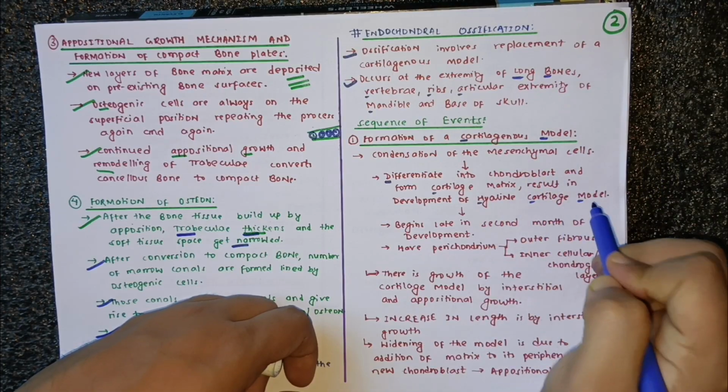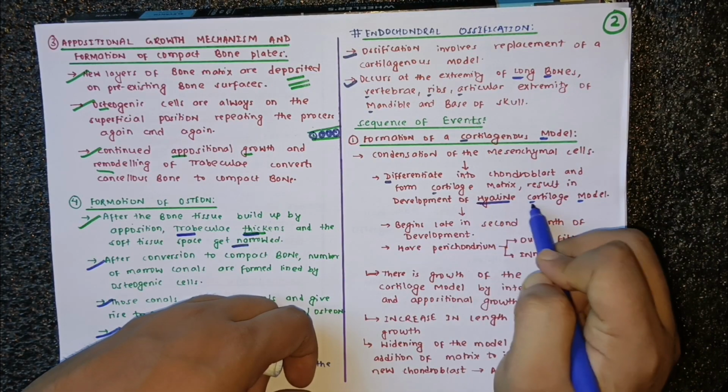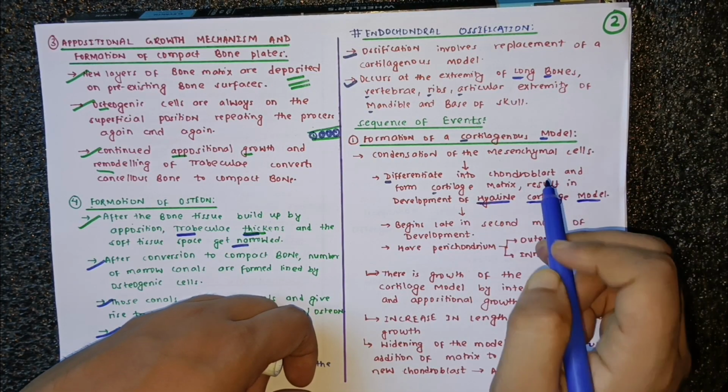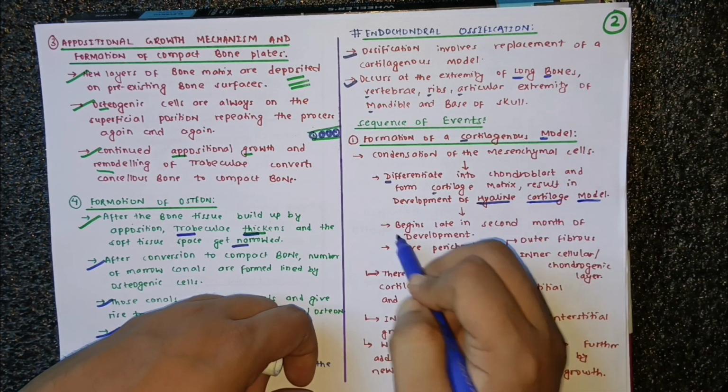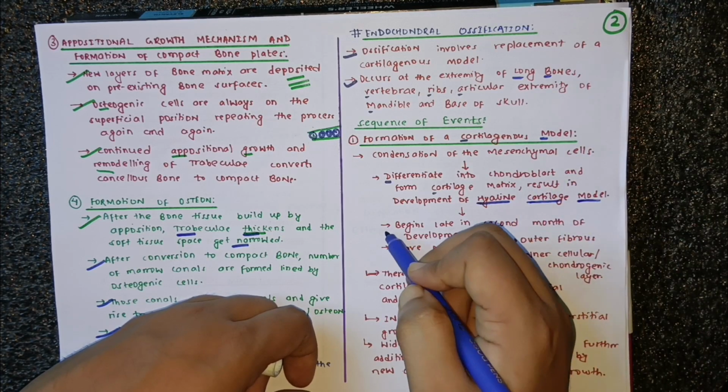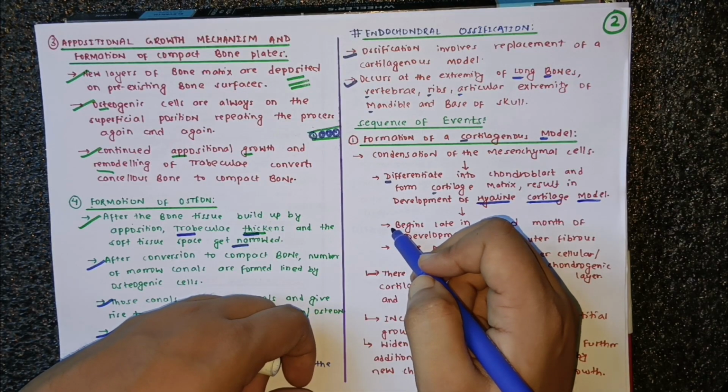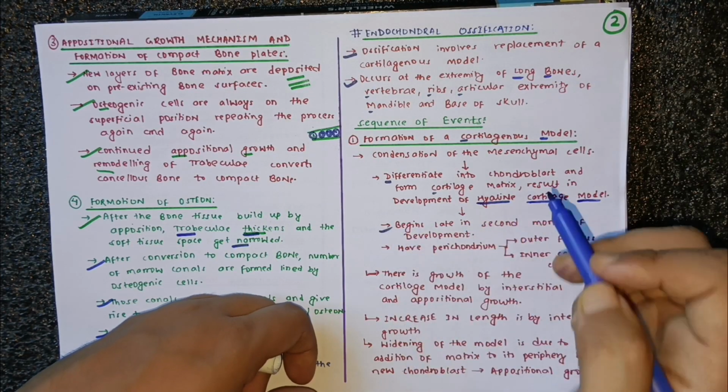Okay, hyaline cartilage model. This is also very important. Which cartilage model? We have different cartilages. So this hyaline cartilage model begins late in the second month of development, which is similar to that of intramembranous ossification.